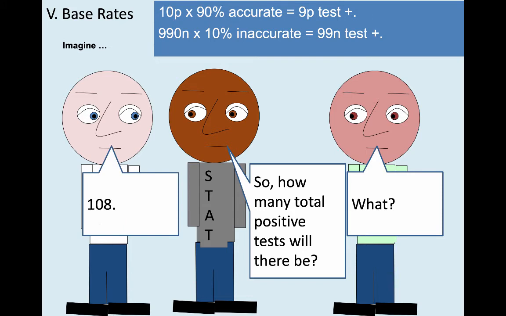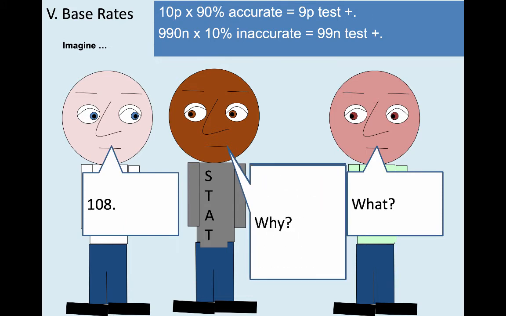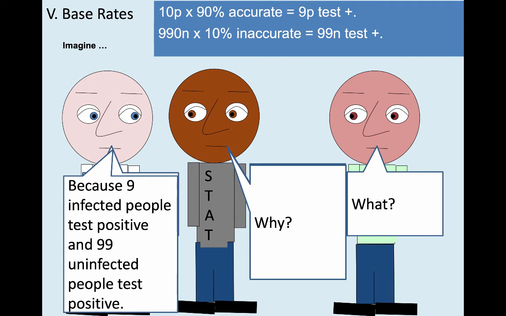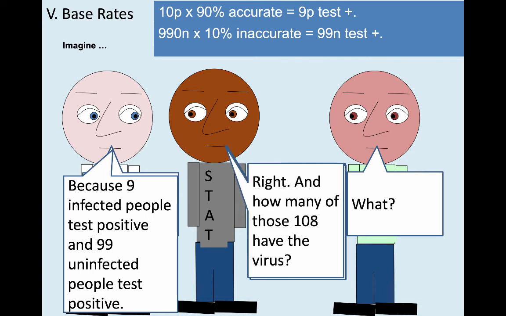And the doctor says 108. And the statistician says, why 108? And the doctor says, well, 9 of the 10 who were infected test positive, so we got 9 positive tests from the positive people, and 99 of the 990 who aren't infected tested positive, so we got 99 positive tests from the uninfected people. So 9 from the infected people, 99 from the uninfected people makes a total of 108. And the statistician says, that's exactly right.